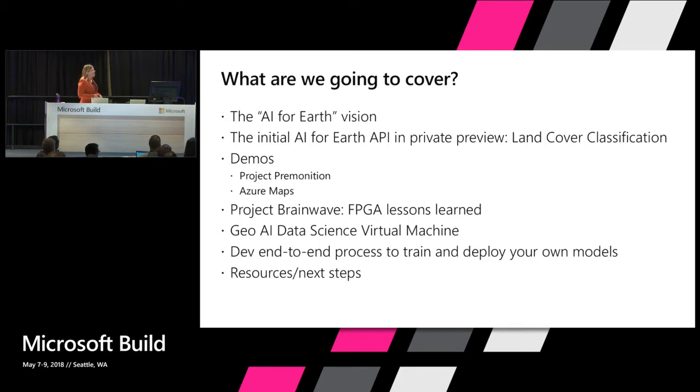I'm going to start by articulating the AI for Earth vision. This is a fairly new team and a new program at Microsoft, so I just want to make sure everyone is on the same page for what it is. Then we're going to get into some code. I'm going to talk about and announce our first private preview of APIs, and that's around land cover classification. We're going to talk about what that is, what that means, and what you can do with it, and show a lot of code and some samples. And then all of the code is going to be available on GitHub as well.